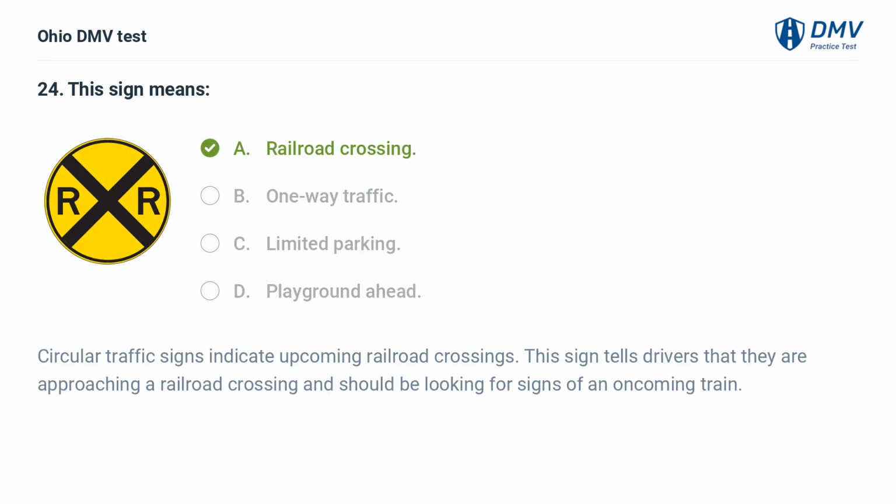A. Railroad crossing. Circular traffic signs indicate upcoming railroad crossings. This sign tells drivers that they are approaching a railroad crossing and should be looking for signs of an oncoming train.